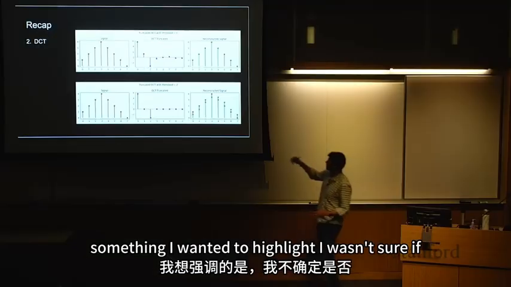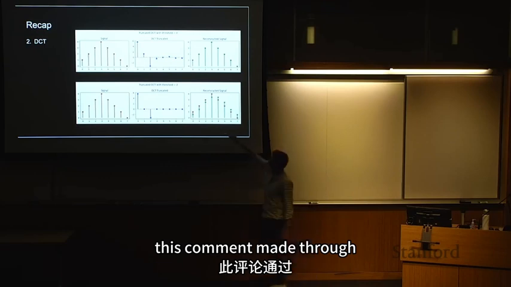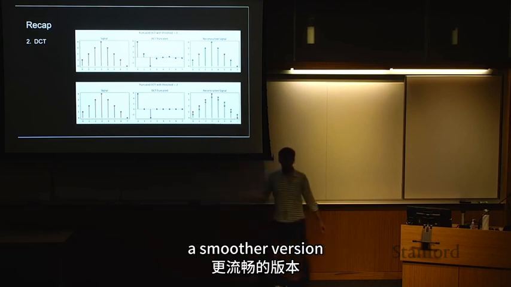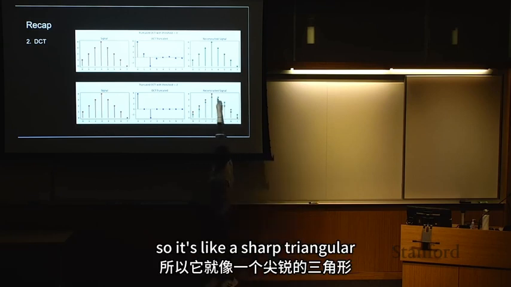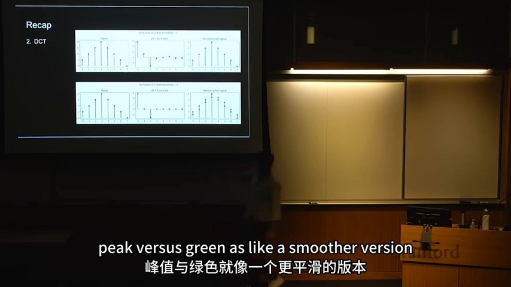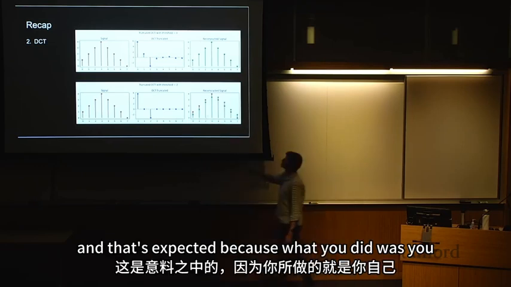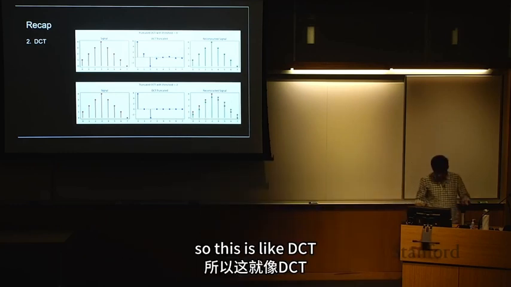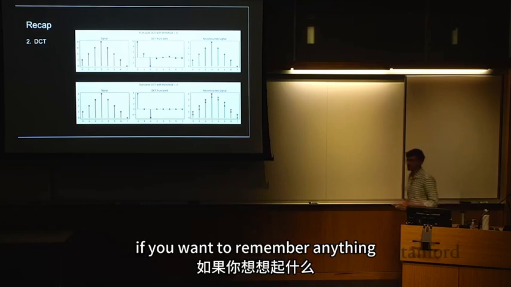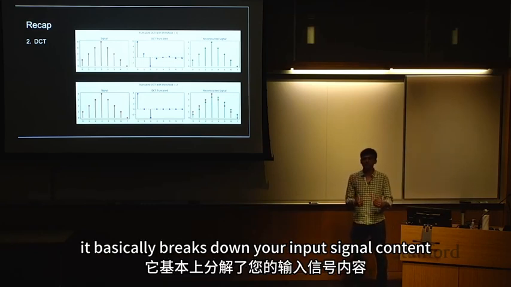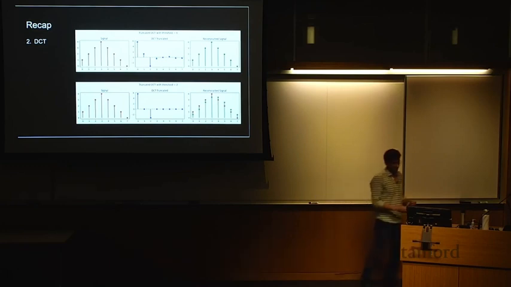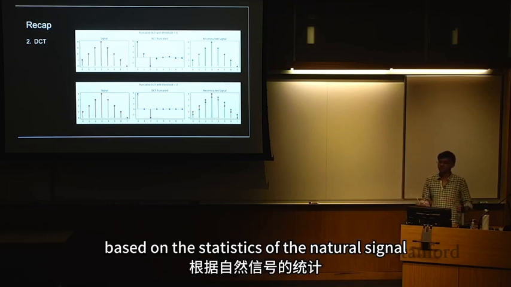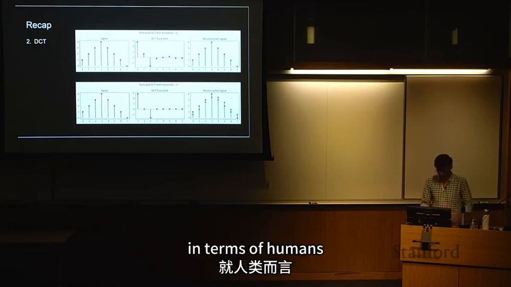Something I wanted to highlight, I wasn't sure if this comment made it through. If you look at the green signal compared to the red signal, you can see that the green signal is a smoother version of the red one. Red is a sharp triangular peak versus green is a smoothened version. That's expected because you removed all the high frequency components. So this is DCT. If you want to remember anything, it breaks down your input signal into frequency contents, and then you can throw away different frequency contents based on the statistics of the natural signal as well as what we care about in terms of humans.